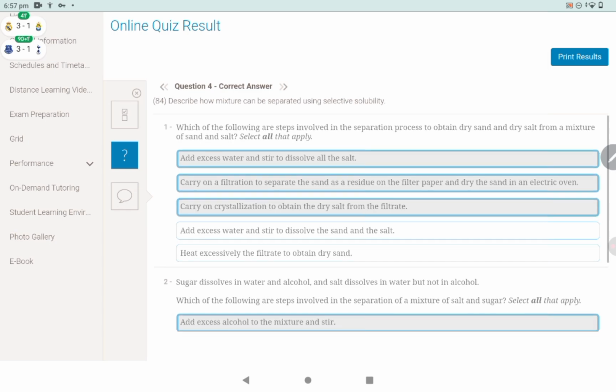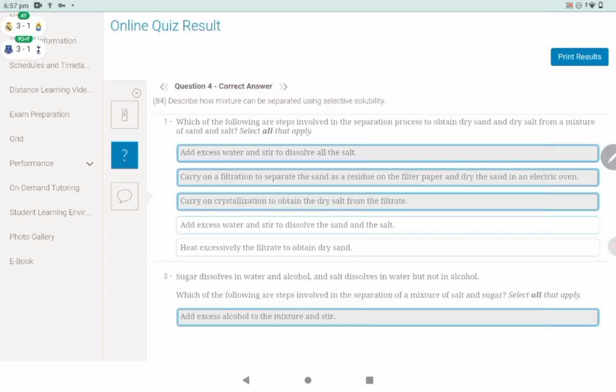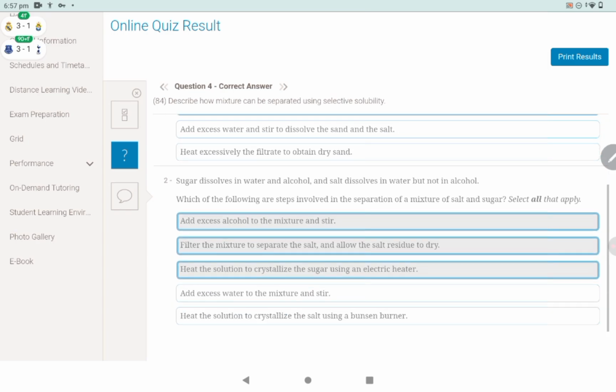Which of the following are steps involved in the separation process to obtain dry sand and dry salt from a mixture of sand and salt? So, first off, we have to add excess water and stir to dissolve all the salt. And then we have to carry on filtration to separate the sand as a residue on the filter paper and dry the sand in an electric oven. So we dissolve the salt in the water and then we filter the sand to separate the solution of salt and then sand. And then we carry on crystallization to obtain the dry salt from the filtrate.